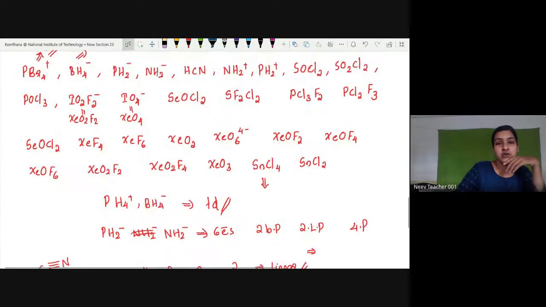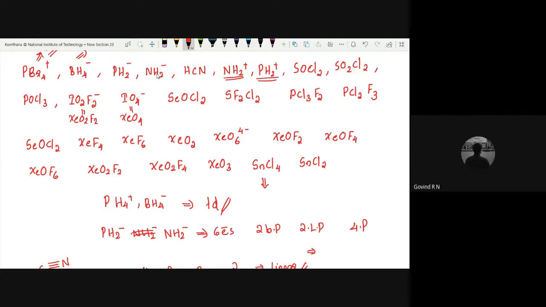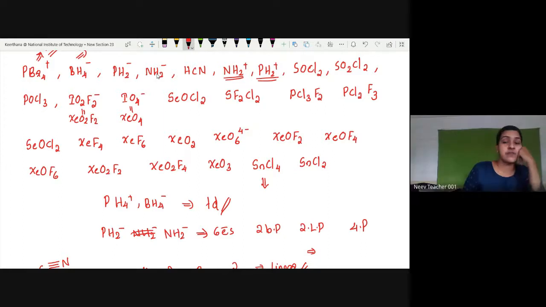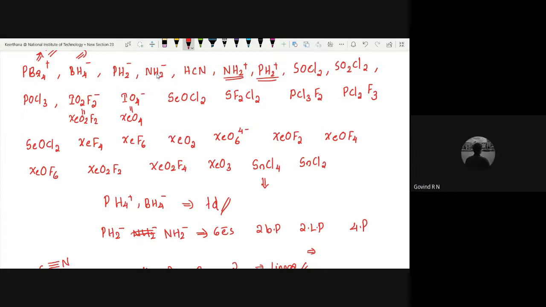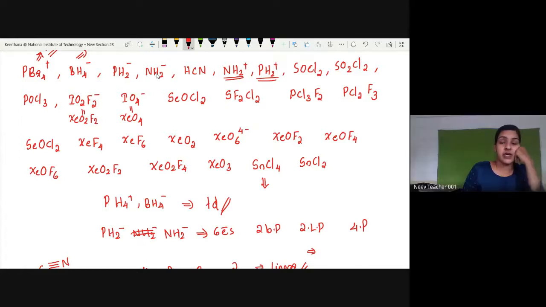Okay, if I'm going to discuss everything, we can only cover this in today's class. So I will just ask NH2 plus and CH2 plus, what is the shape? Bent. Yes, bent. With how many lone pairs? 1 lone pair.